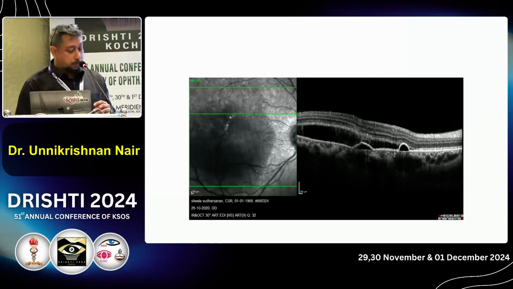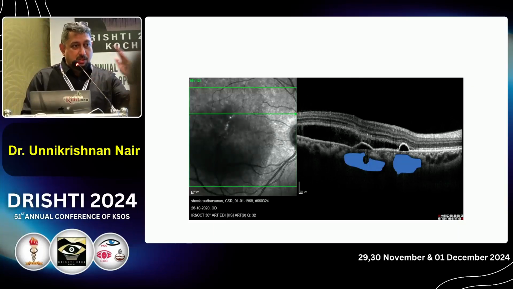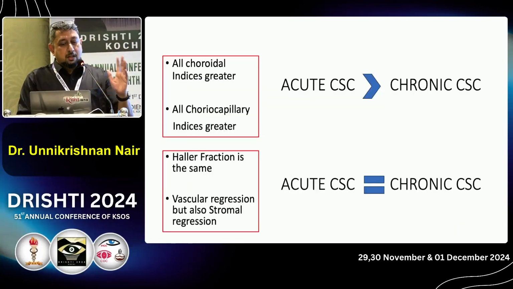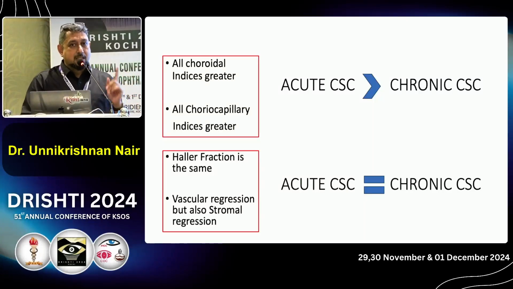Here you see a single PED with a single larger lesion, and a broader lesion whenever the RP damage is over a larger area. So all the choroidal indices were thicker in acute than chronic CSR except the Haller fraction, which showed that both the vasculature and the stroma decreased over time.